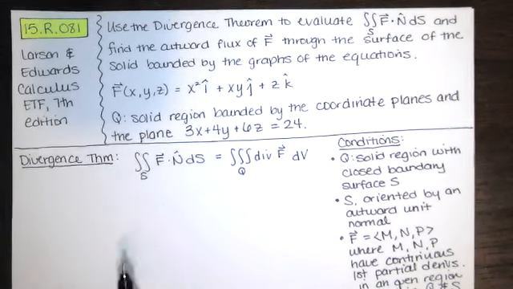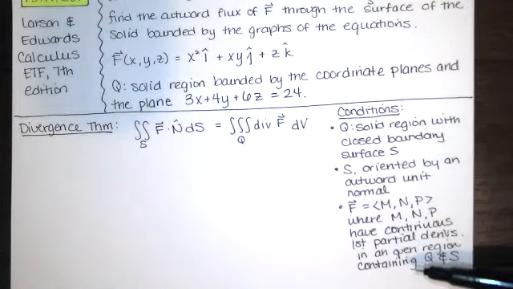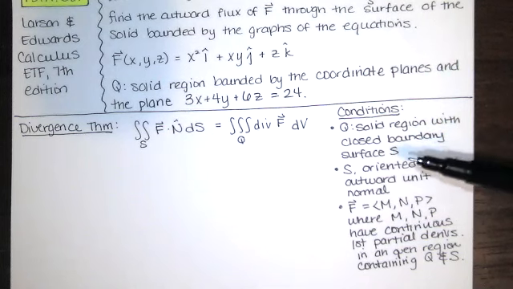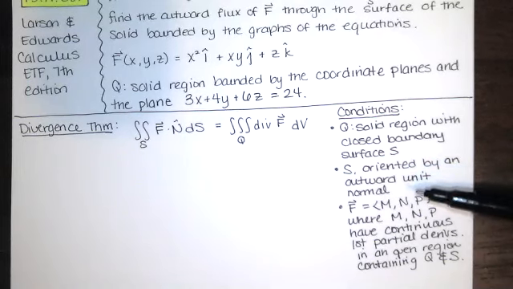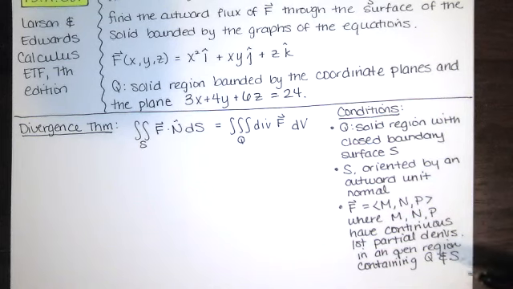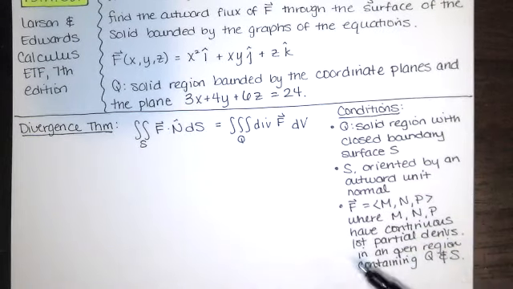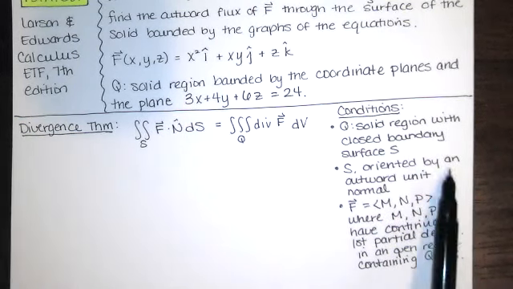Now this doesn't always hold. This holds provided the following conditions are true. Q is a solid region and it has a closed boundary surface S, and S is oriented by an outward unit normal, so all the normal vectors are pointing out of Q, not into Q, and the field has components M, N, and P, and M, N, and P have continuous first partial derivatives in an open region that contains Q, so that's that solid region that we're integrating over, as well as its boundary surface that we're calling S.